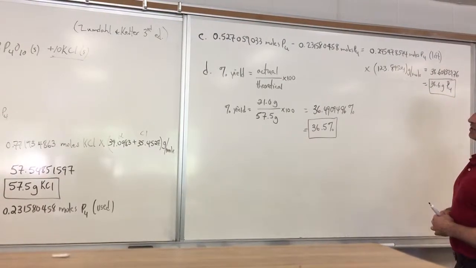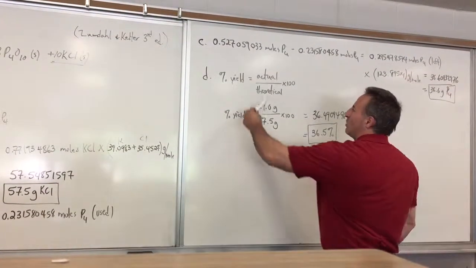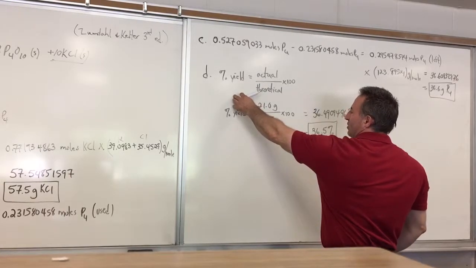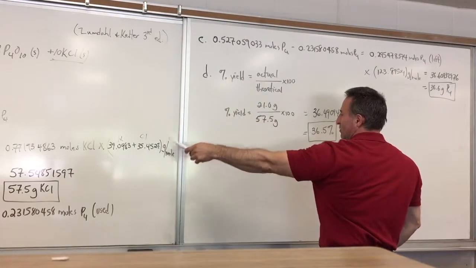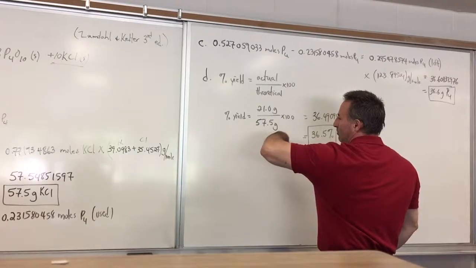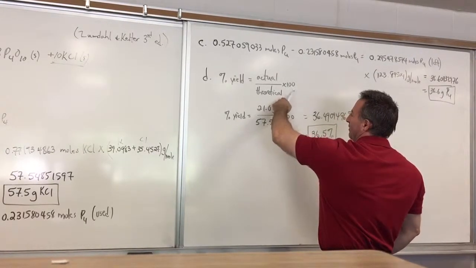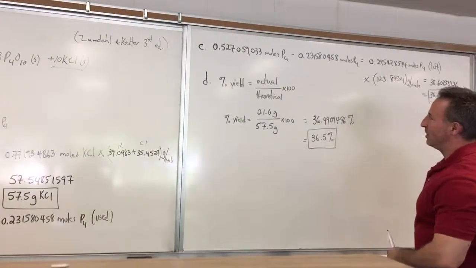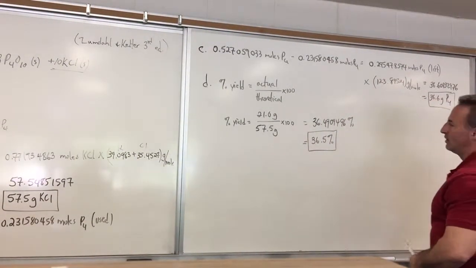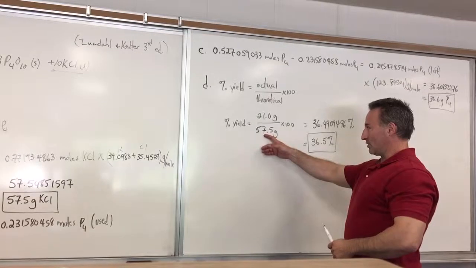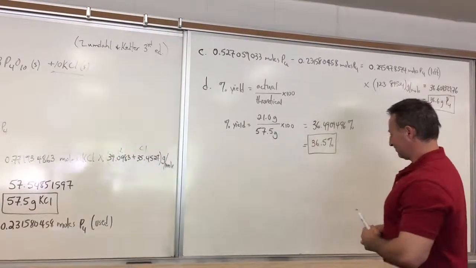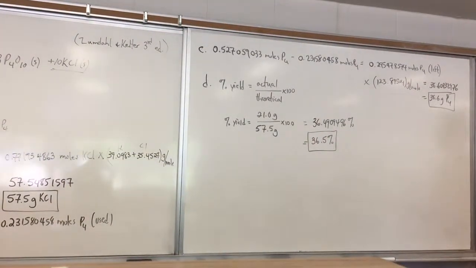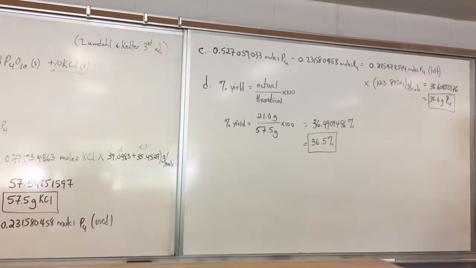How do we find the percent yield? The formula is your actual yield divided by your theoretical yield, which we predicted to be 57.5 in the first part of the question, times 100. We're told in the question that you actually make 21 grams of potassium chloride over the theoretical yield of 57.5. That gives us 36.5% yield. Questions?